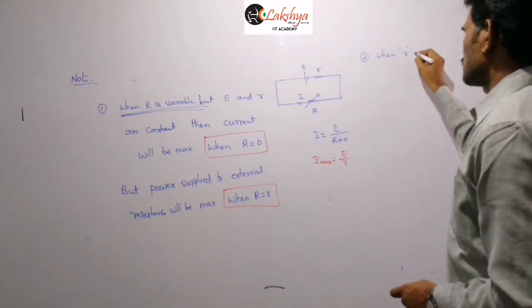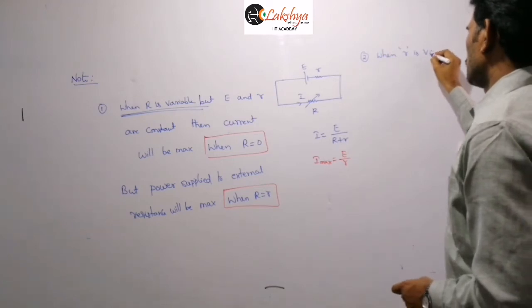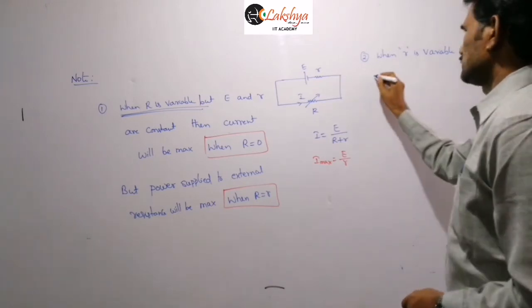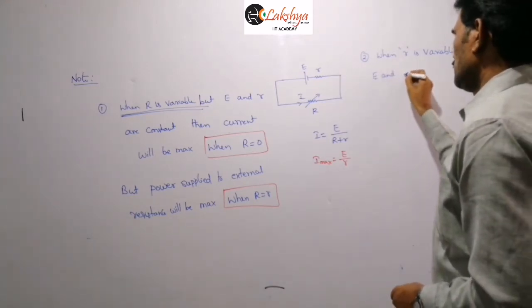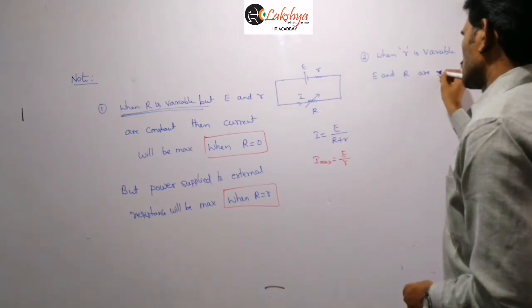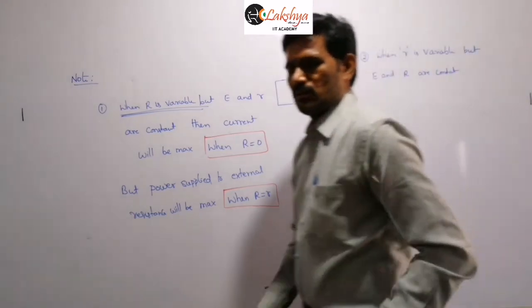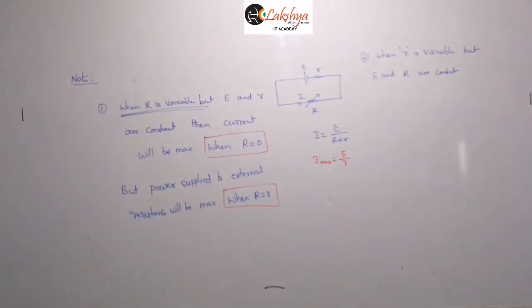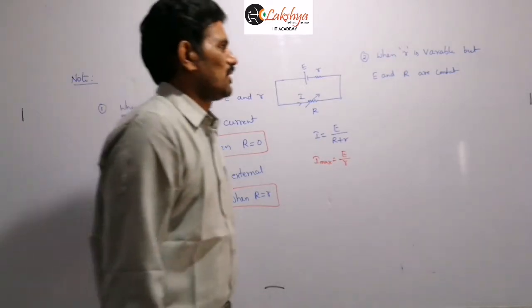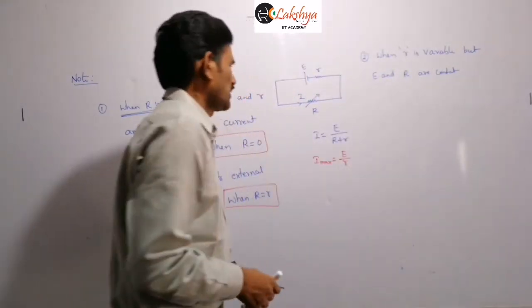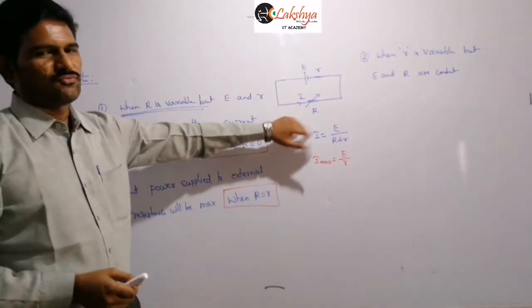When small r is variable but E and capital R are constant, right? Think about that case now. When small r is variable but E and capital R are fixed, did you get any clarity regarding this case? Now let us take such a simple circuit only. From this you can answer here.